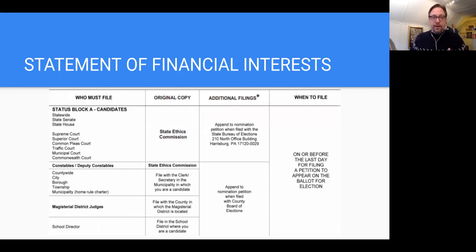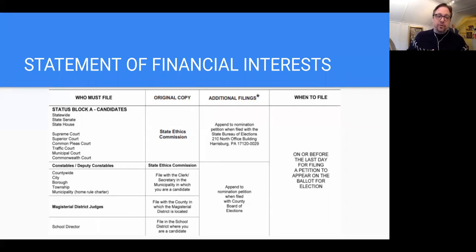So if you are running for a countywide, a citywide, a borough or township office, you'll need to file the statement of financial interest, which is also available on the county website at eriecountypa.gov under the elections office, and it's a very simple form to fill out. If you have ever worked in a state office, you've probably filled out one of these forms before with your HR folks. You fill it out and you submit it when you turn in your petition.